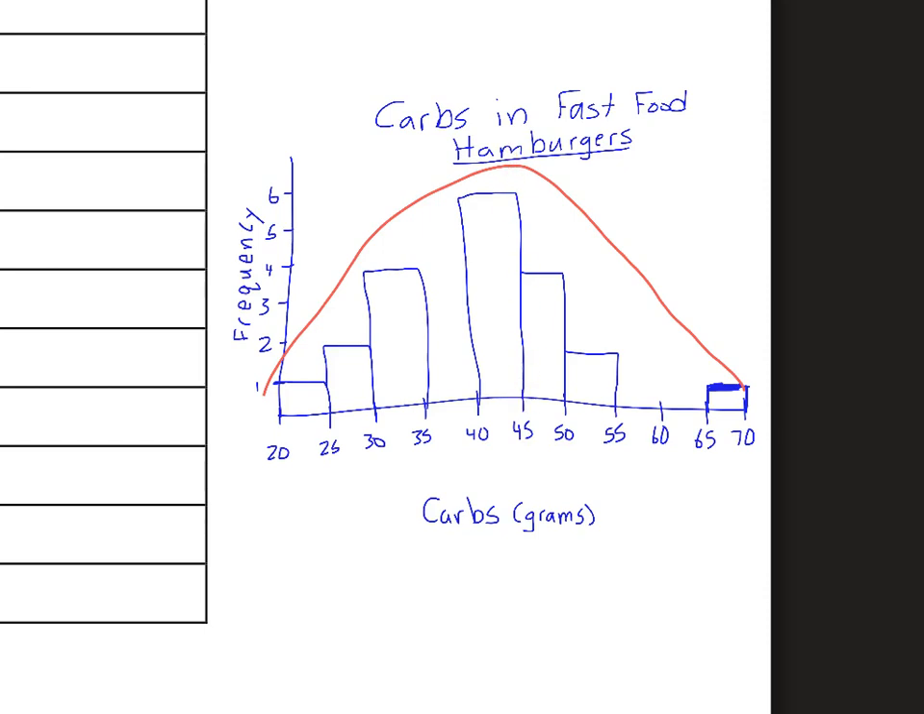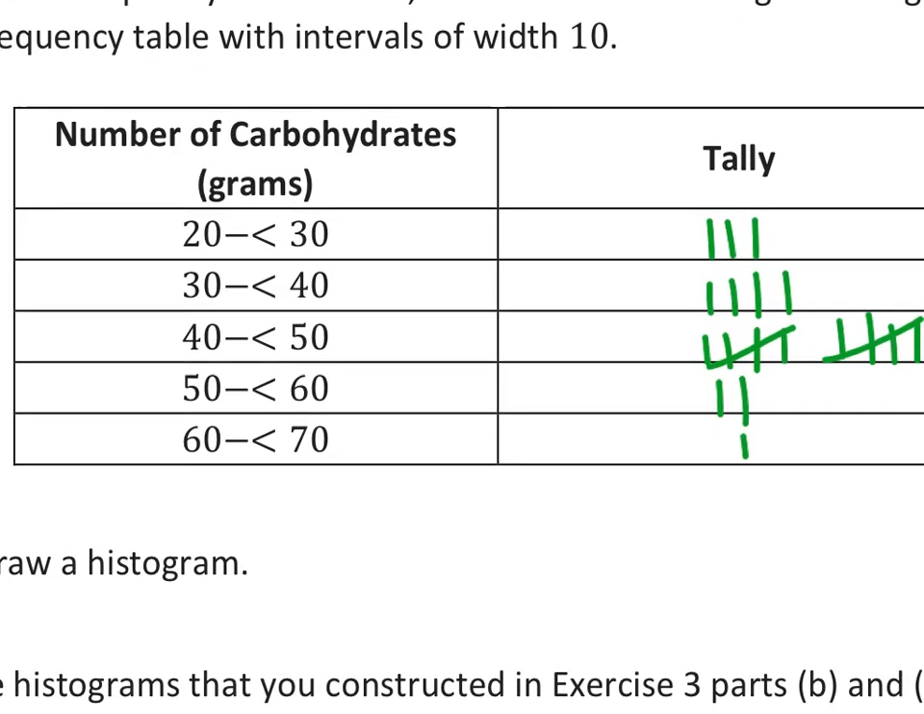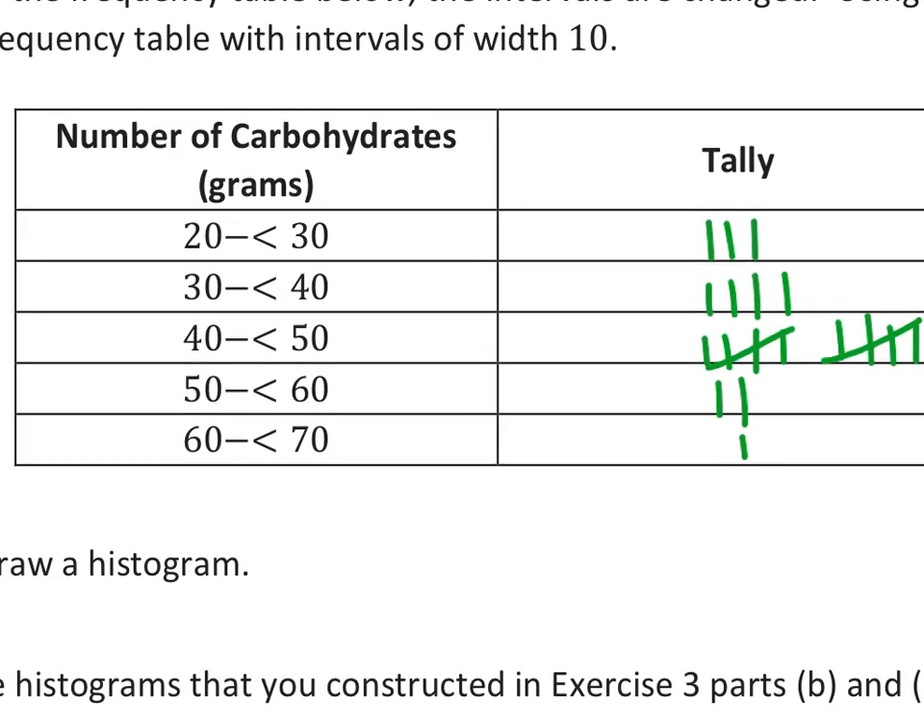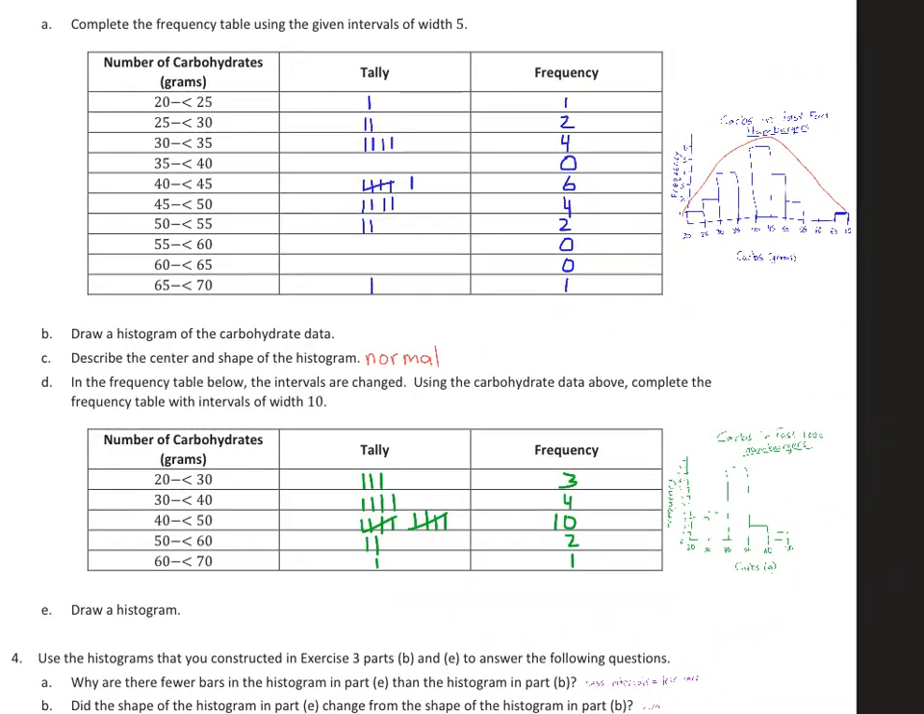which means our center is pretty much going to be right here between 40 and 50 at about 45. So then what happens though if we switch the intervals to being 10s instead of 5s? That's all they did here. It's the same thing. They're just now going to say, okay, create a histogram where instead of having our intervals at a 5-gram gap, we're now at a 10-gram gap. Let's see what that does.